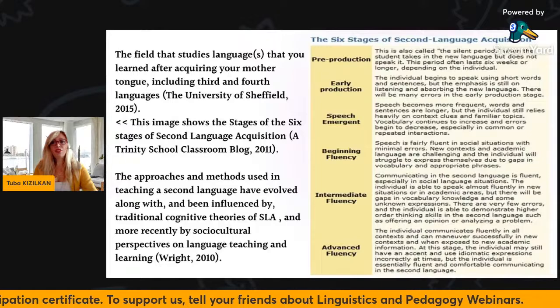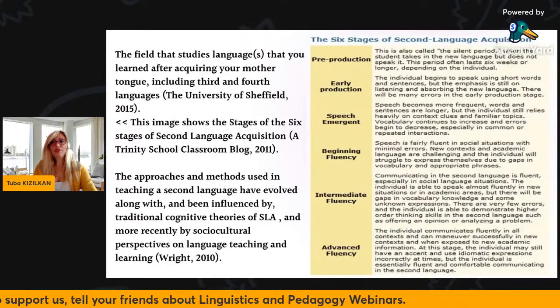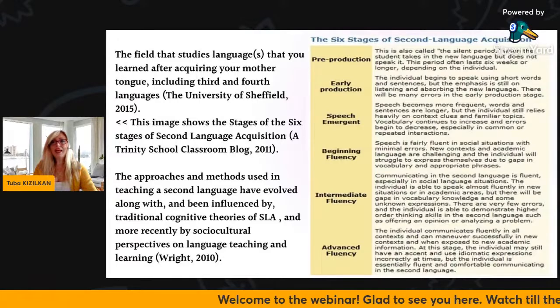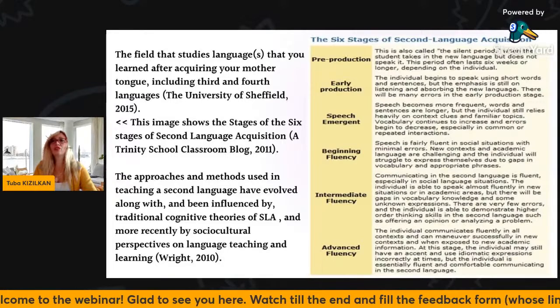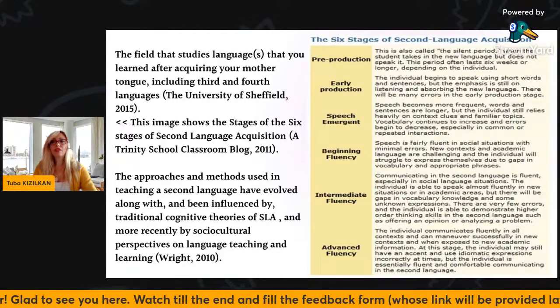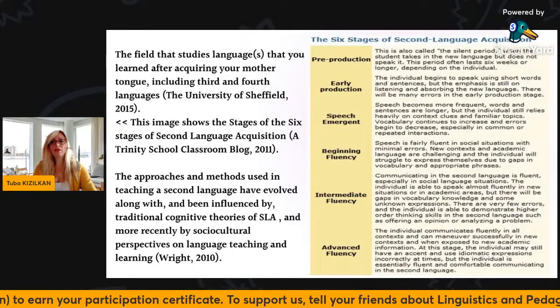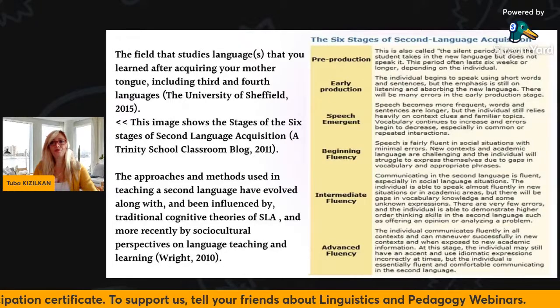And the next stage is called speech emergent. The speech of the learner becomes more frequent, and the words and sentences become longer. The learner still relies heavily on context clues and familiar topics, so that he or she can feel much more comfortable using the new language. Vocabulary continues to increase and errors begin to decrease, and it starts to become automatic with repeated interactions.